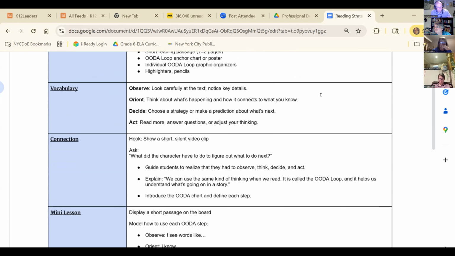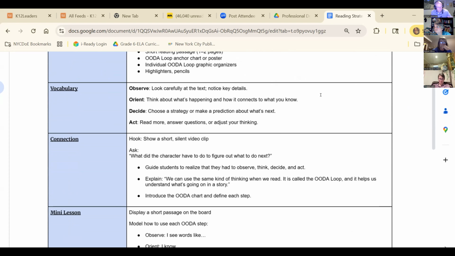And then for the independent activity, you can have students work independently, or you can group the students and have a buddy system in place, whatever you decide based off of your students. Students can read a short passage independently or in pairs. They can complete the OODA loop worksheet. They can write or draw, like Michelle said, something for each step. They can use highlighters to mark text evidence for the observe step.